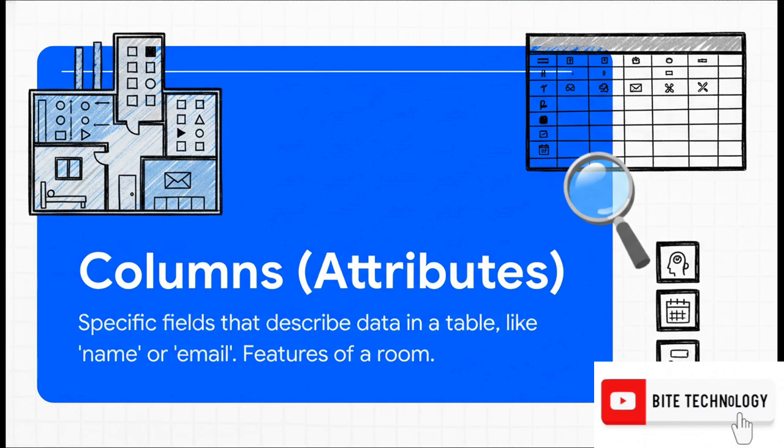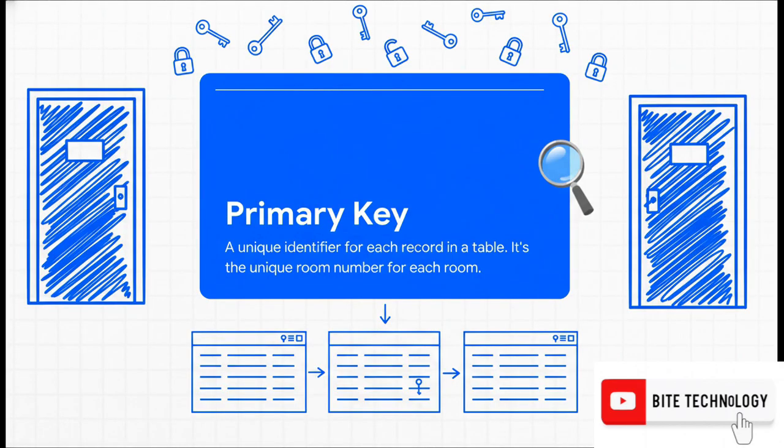Now, inside each of those rooms, or tables, we have columns. Columns describe the specific pieces of information we're storing. So for a users table, the columns might be things like name, email, and age. They're like the features of the room. Its size, the color of the walls, where the windows are. But wait, how do we tell one room apart from another? I mean, if we have a million users, how do we find just the right one? Well, that's where the primary key comes in. It's a totally unique ID for every single row of data.